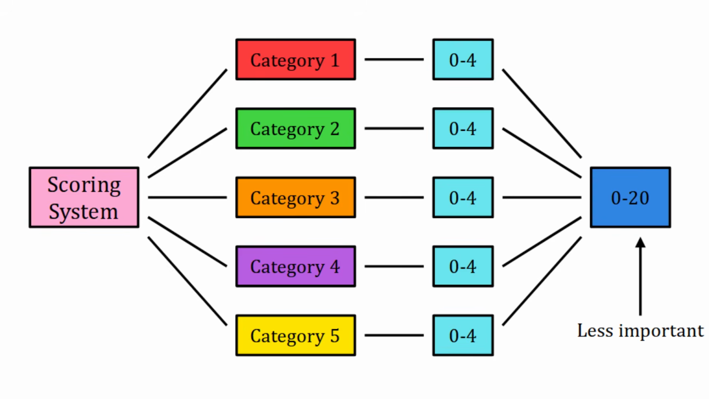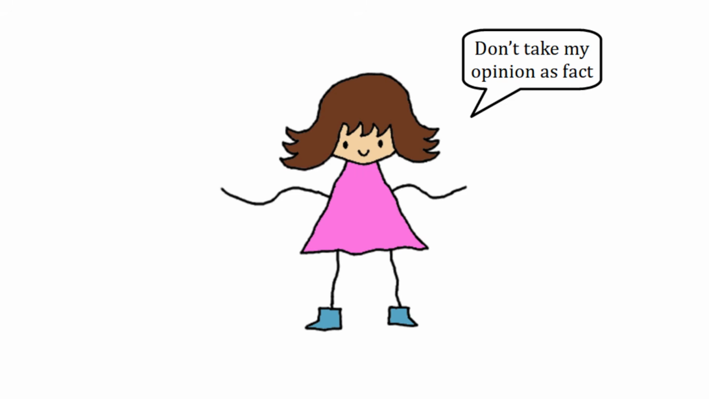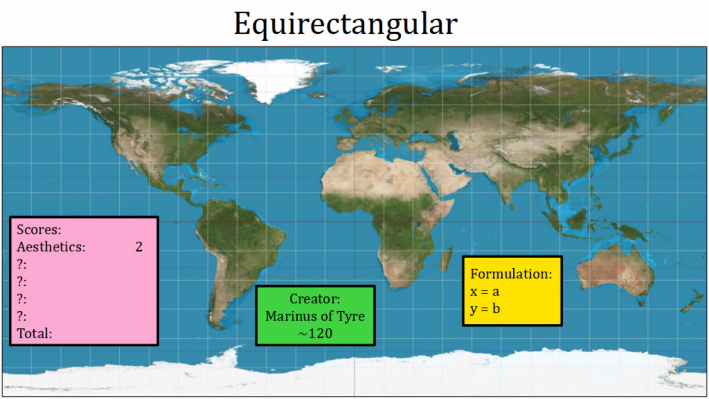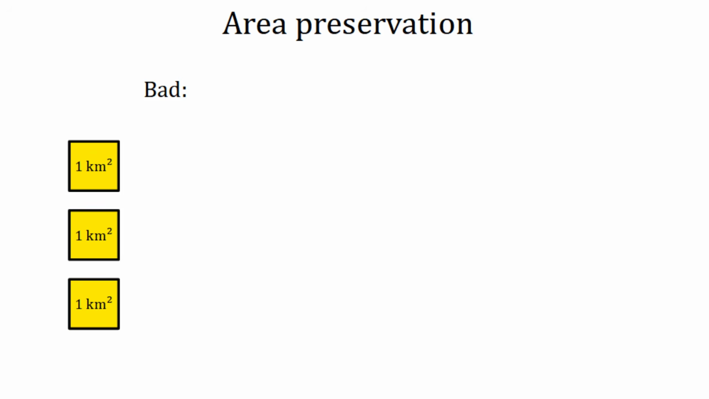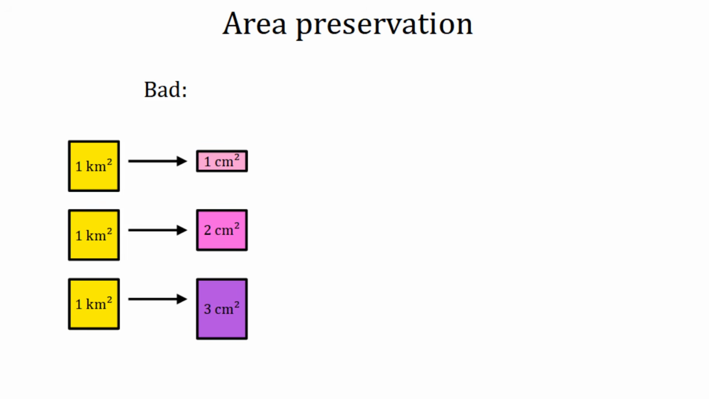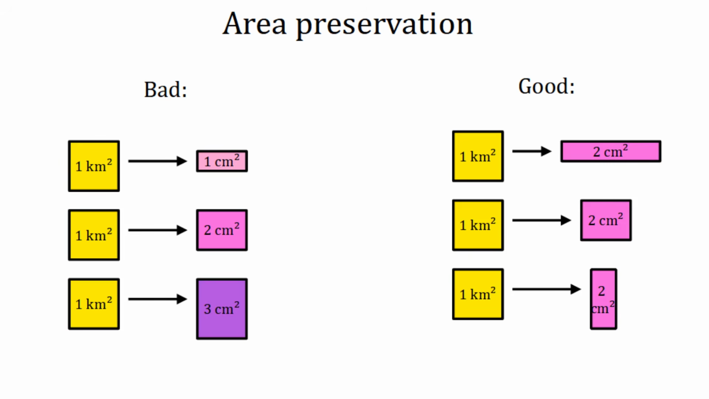The first category is aesthetics. This is just my personal opinion on how good the map looks. If you disagree, that's perfectly fine. In fact, finding a projection that looks good to everyone is kind of impossible. I would give flat square a 2. The second category is area preservation, or how much to scale the areas of regions are. A bad score would mean that some areas look bigger than they actually are, while a perfect score would mean that any 2 regions with equal area on the map will also have equal surface area on the globe.